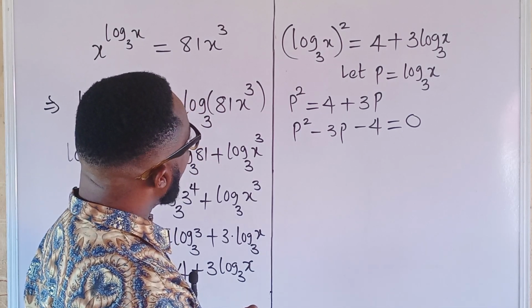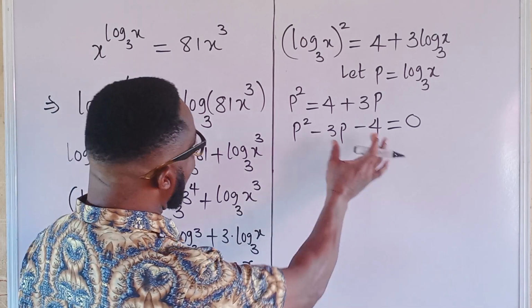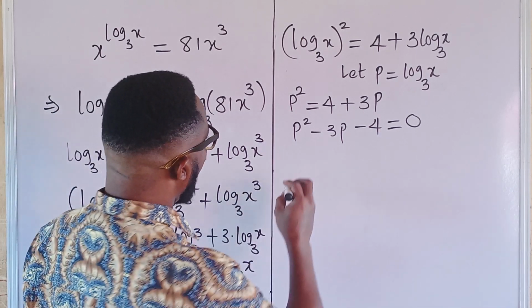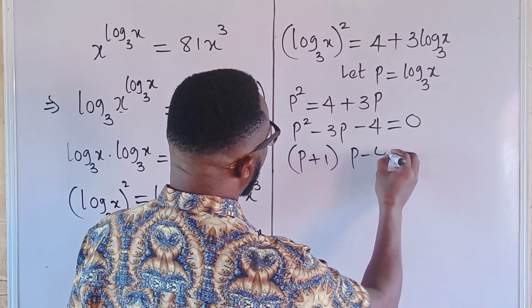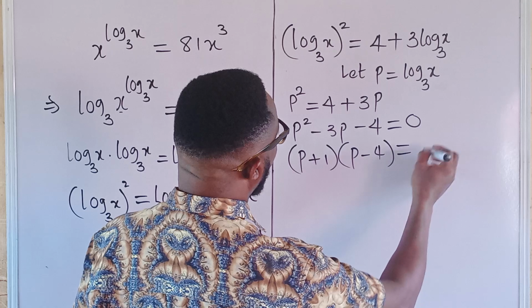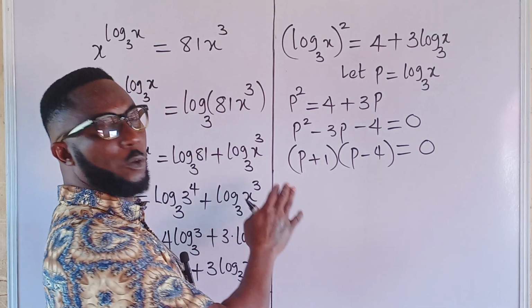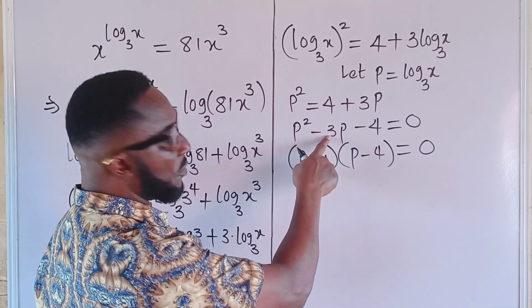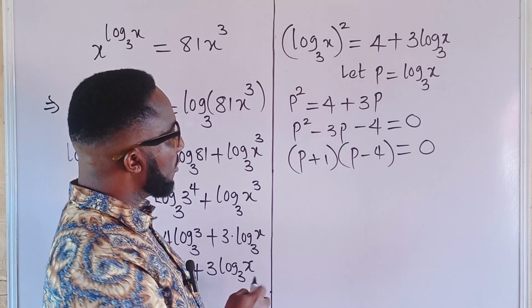So we shall consider positive 1 and negative 4. So we have (p + 1)(p - 4) = 0. You can see that if we add 1 and negative 4, it will give us negative 3. If we multiply 1 and negative 4, it will give us negative 4.